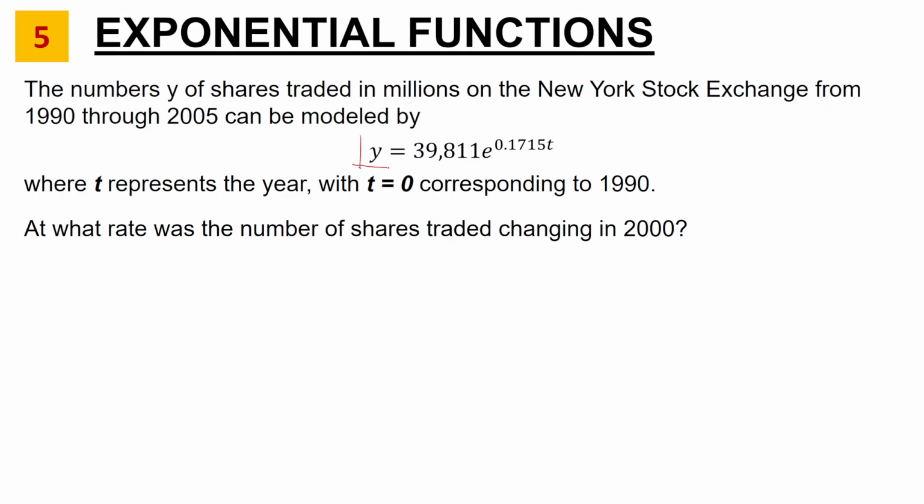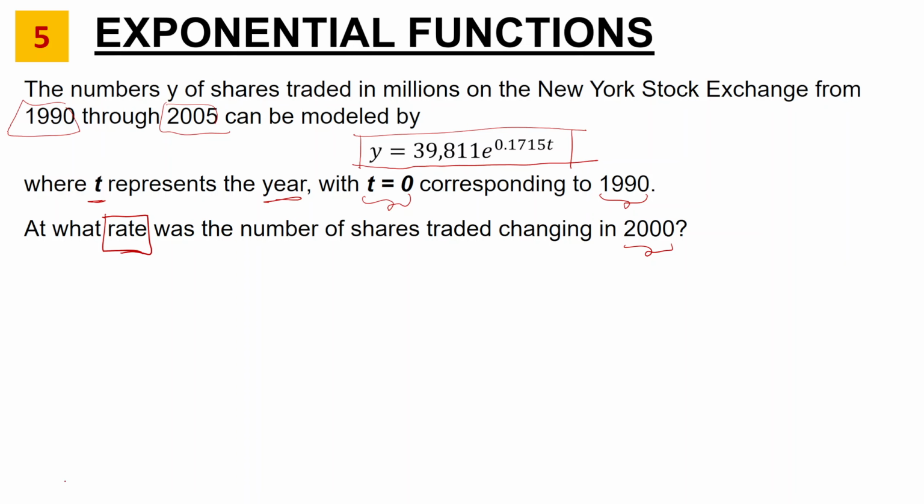For example, we have our function, we have the years, we have the t here represents the year, and when t is equal to 0, it represents the year 1990. Afterwards, we are told to find for the rate in 2000. At what rate was the number of shares traded changing in 2000?